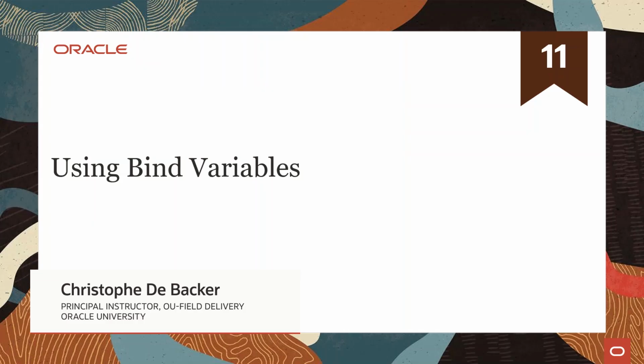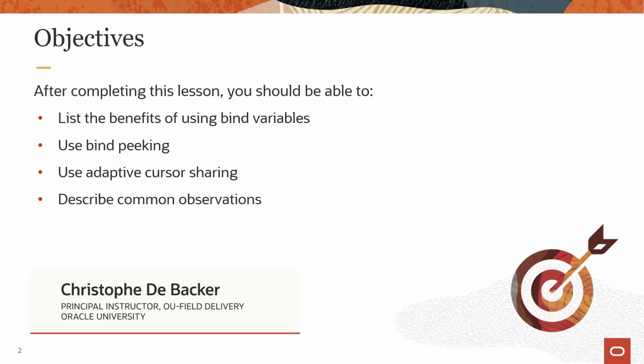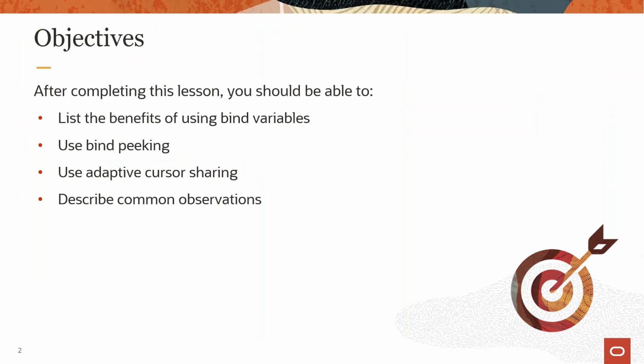Chapter 11, Using Bind Variables. After completing this lesson, you should be able to list the benefits of using bind variables, use bind peeking, use adaptive cursor sharing, and describe some common observations.